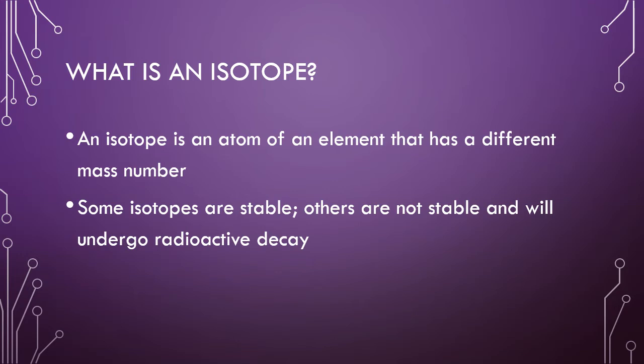So what is an isotope? An isotope is an atom of an element that has a different mass number. Some isotopes will be stable and will stay together. Others are not stable and will undergo radioactive decay naturally.